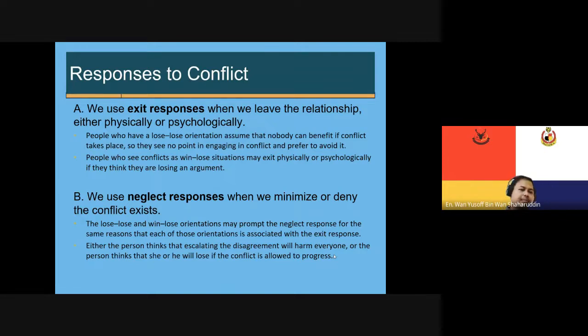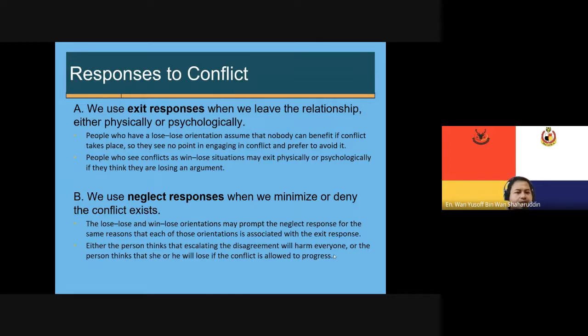Number two is we use neglect response when we minimize or deny that the conflict exists. Usually, the lose-lose and win-lose orientations may prompt the neglect response for the same reason that each of those orientations is associated with the exit response. Neglect and exit responses have almost the same features. Either the person thinks that escalating the disagreement will harm everyone, or the person thinks that he or she will lose if the conflict is allowed to progress.